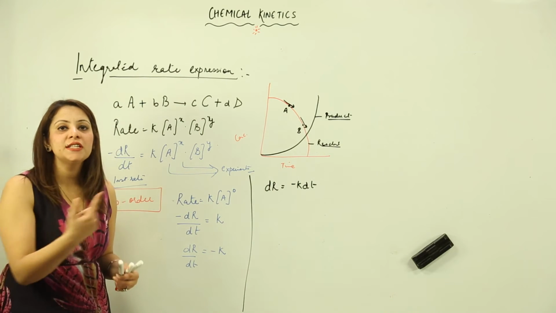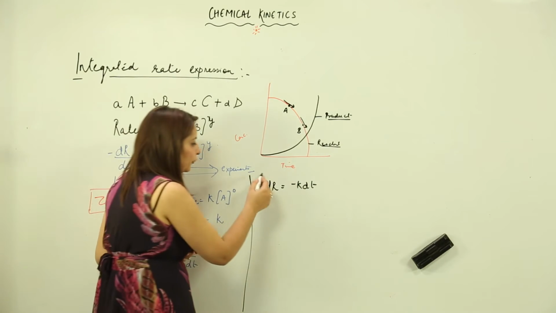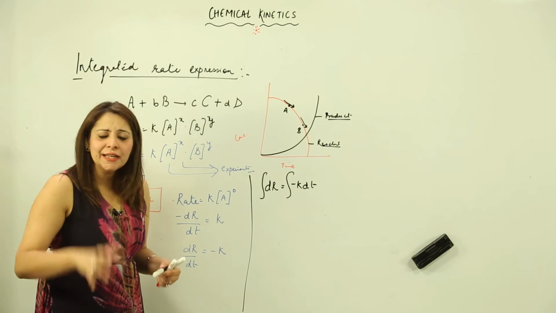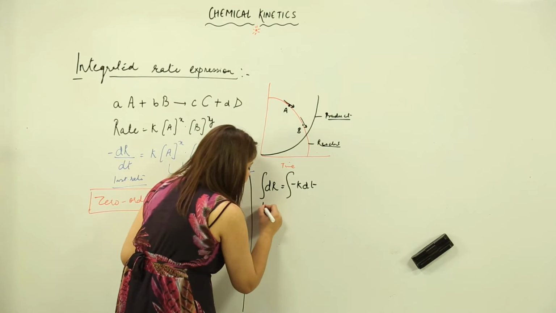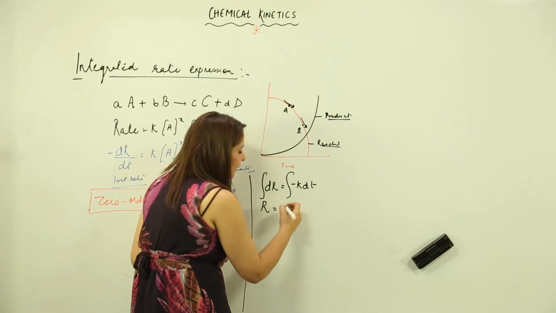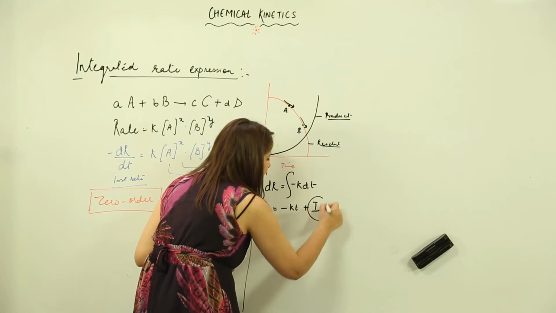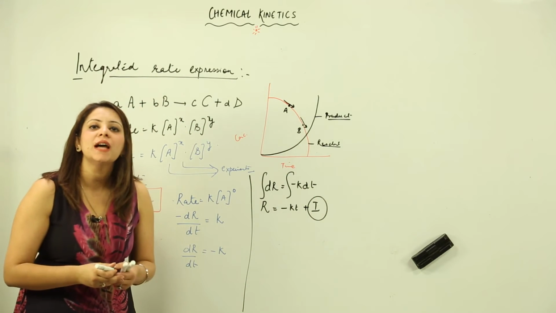Now I am going to integrate these expressions. So I am integrating this and I am integrating this expression. On integrating d[R], what do we get? We get [R], and by integrating this we get minus kt and some constant. Let us take that constant as I, right.